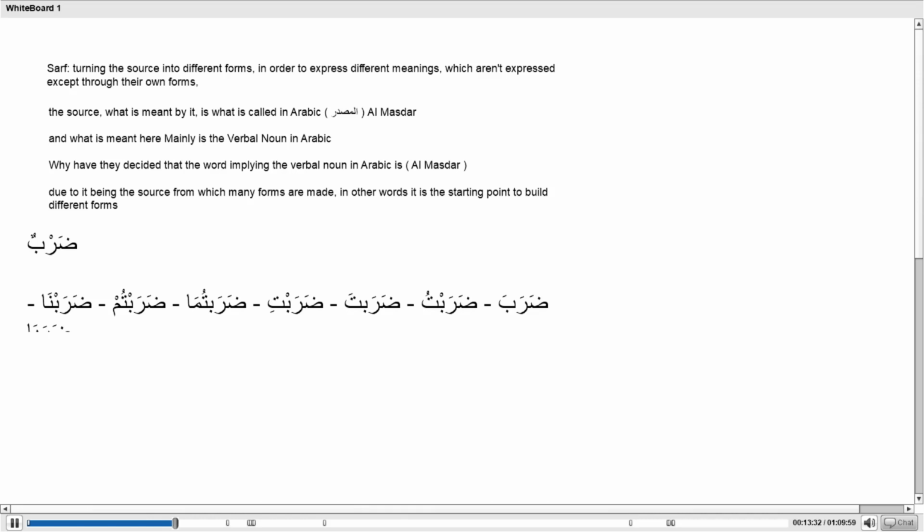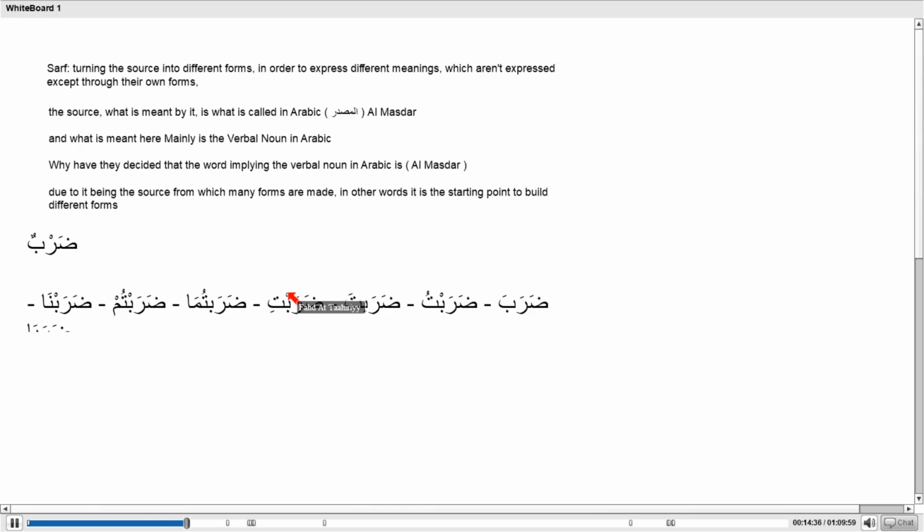What do you notice? You notice that every form is different from the other, mostly. Another thing you notice is that the letters of the verbal noun are always there. You need the dad and the ra? Yes, it is recorded and you can view it anytime, inshallah. So the dad, the ra and the ba are there in every single form. Are you with me? Clear?